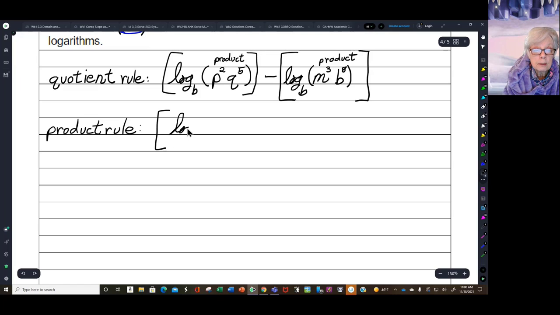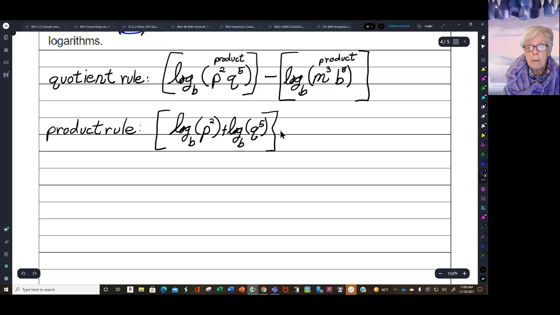Okay, log base B of P squared plus log base B of Q to the fifth power. Minus log base B of M cubed plus log base B of B to the eighth power.